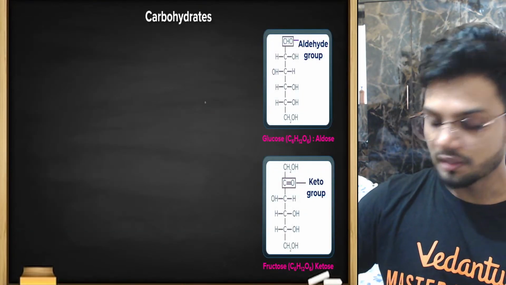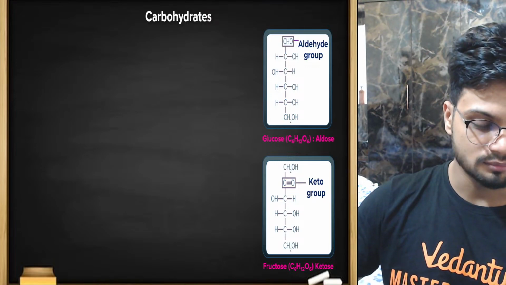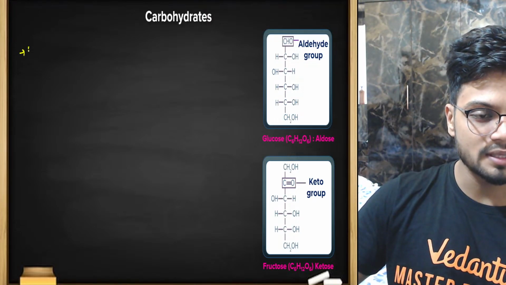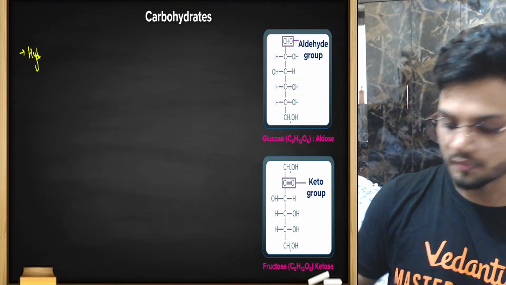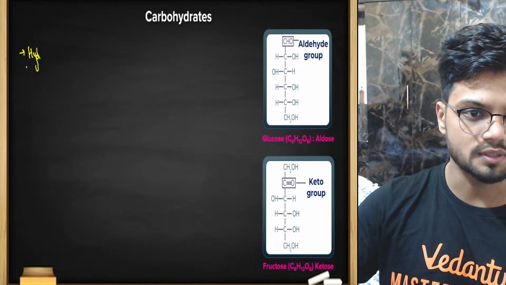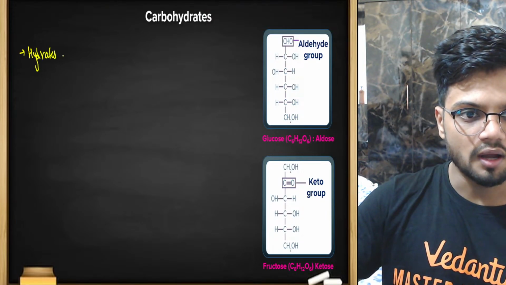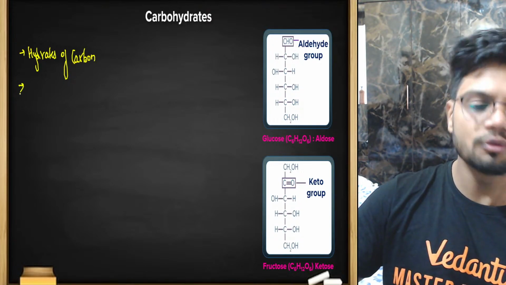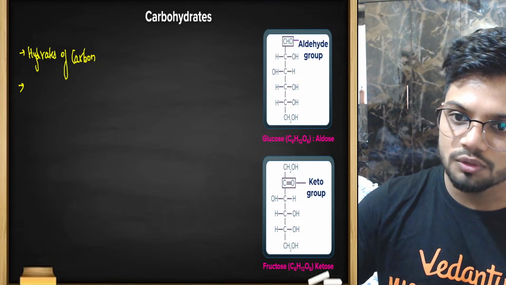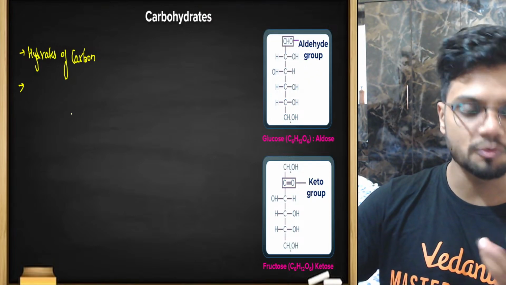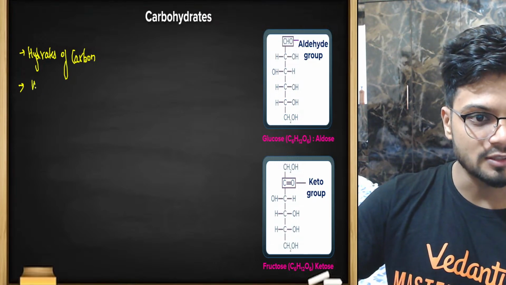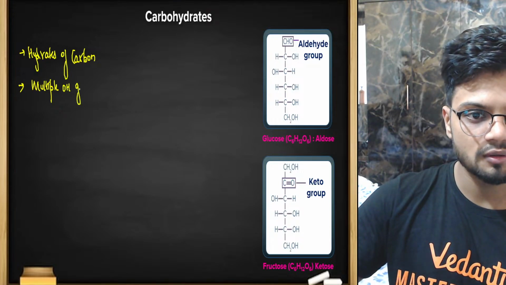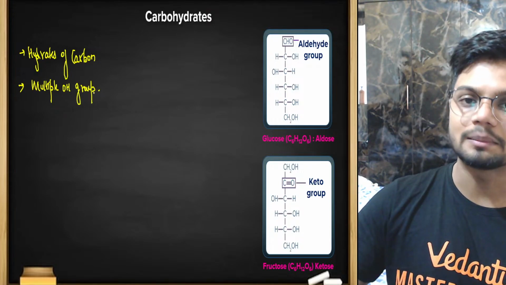Let me teach you what a carbohydrate is first of all, before we go any further. Carbohydrates are basically the hydrates of carbon. They are hydrates of carbon. And if you look at the structure of a carbohydrate, do you notice they have multiple OH groups, hydroxyl groups? They have multiple OH groups.